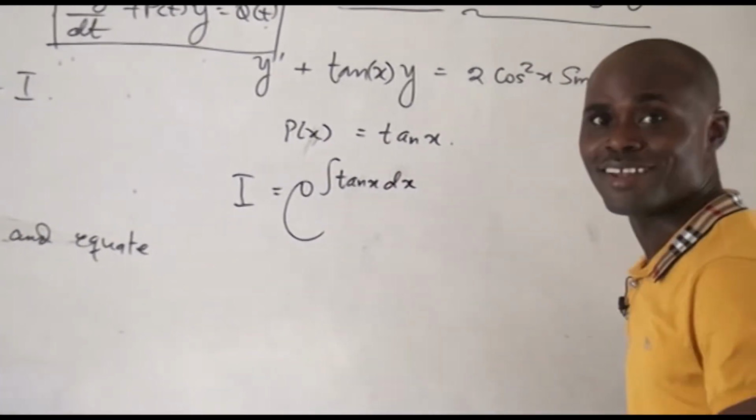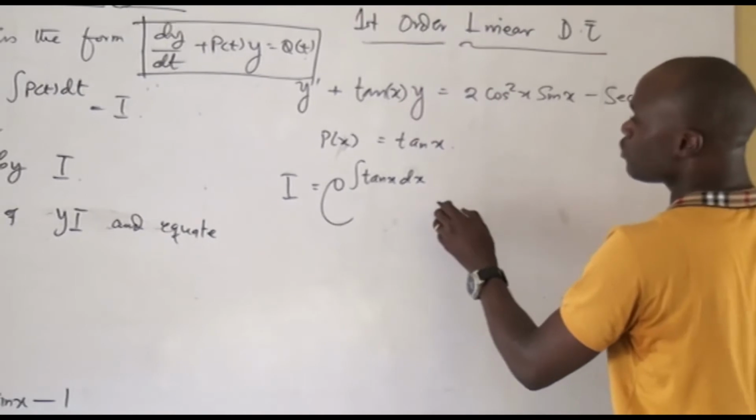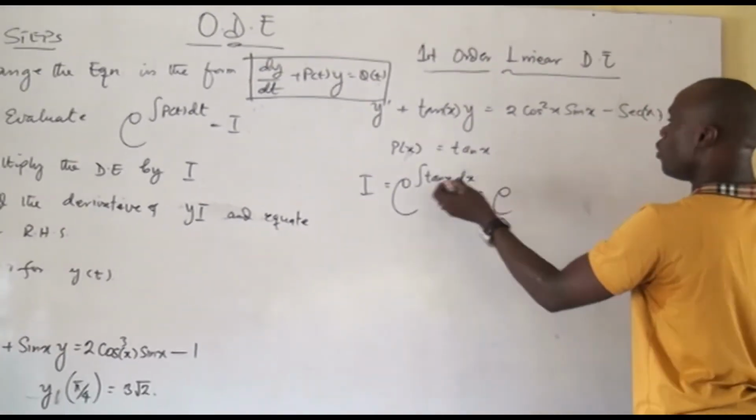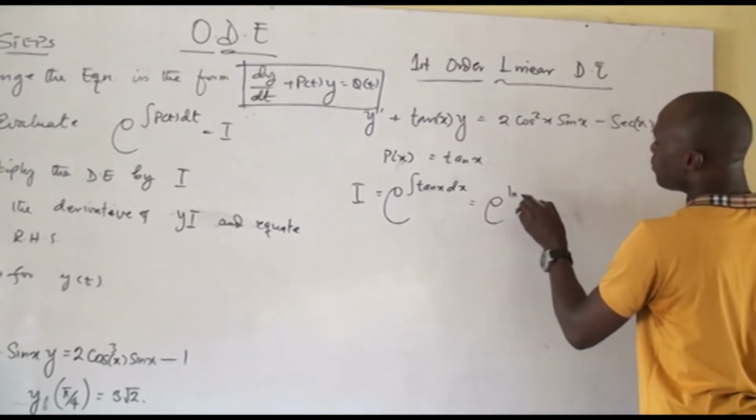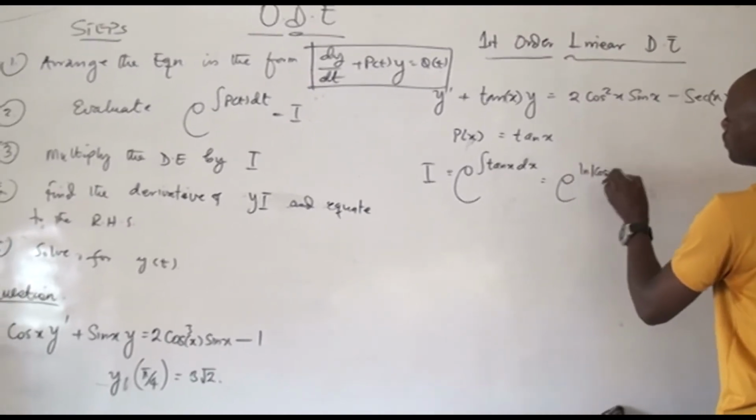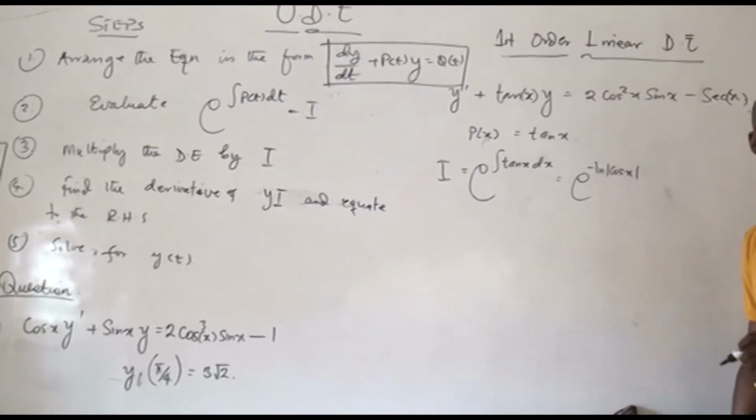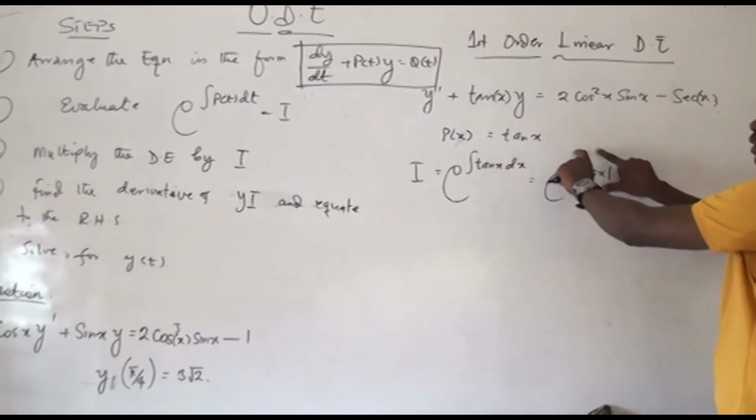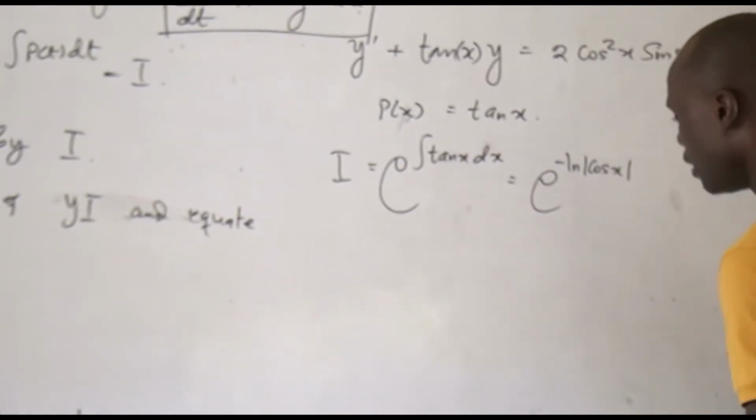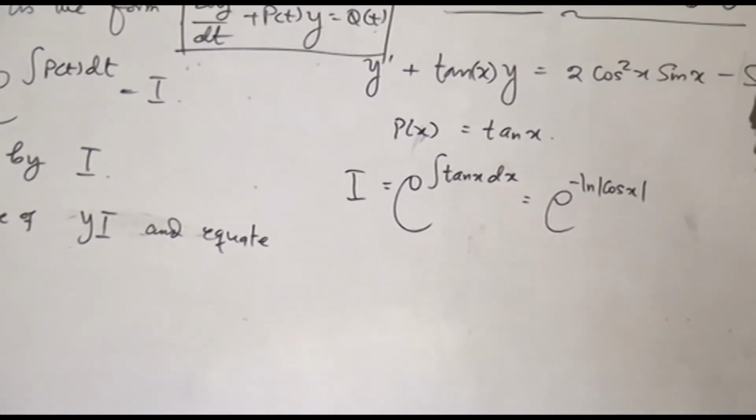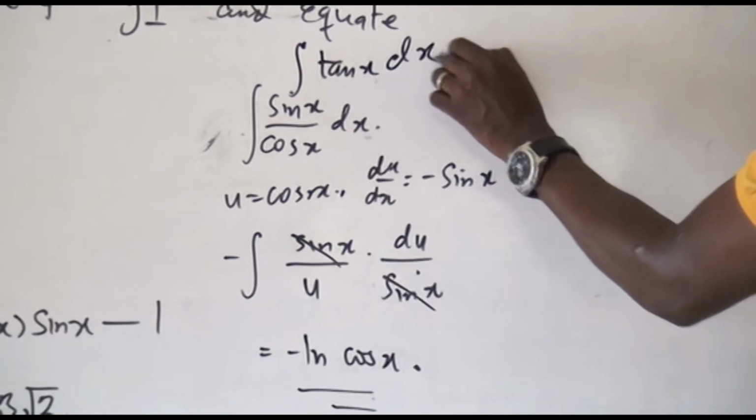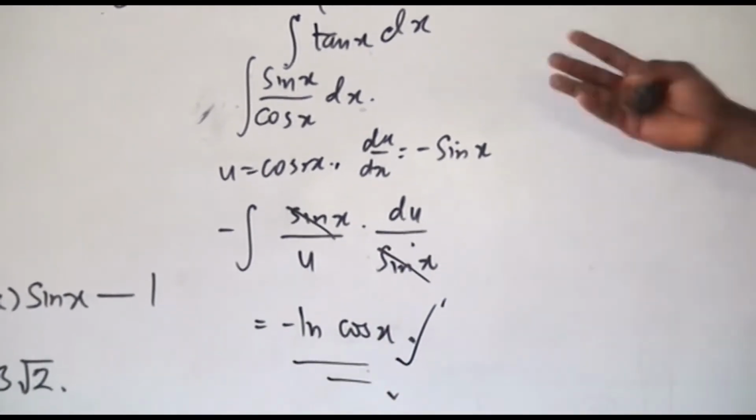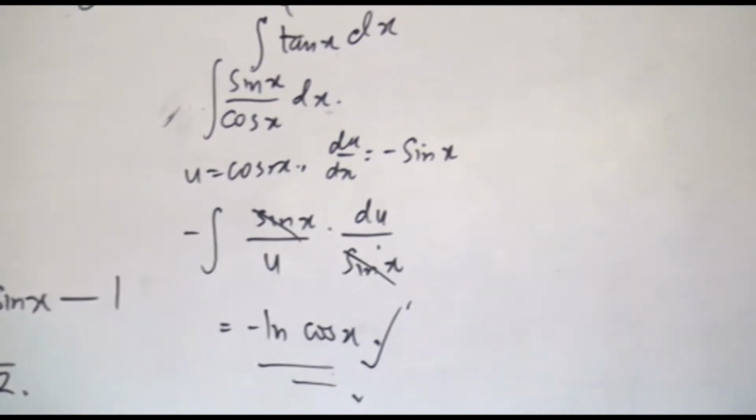So I'm not using t again now. So that is going to give us e raised to the power of the integral of tan x, which is minus ln cos x. So the integral of this is minus ln cos x. You can always check that out. The integral of tan x dx actually gives you this using integration by substitution. So that means we are on the right track.